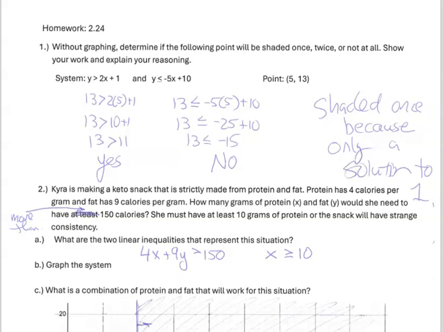That's basically a different way of saying, is it a solution to 1, 2, or neither of the inequalities? So all we had to do was test it. And we were testing the point 5, 13. You find out that 5, 13 does make the first one true, but not the second. So it would only be shaded once, and it would not be one of the points that is the solution to the system, just the solution to one of the inequalities.